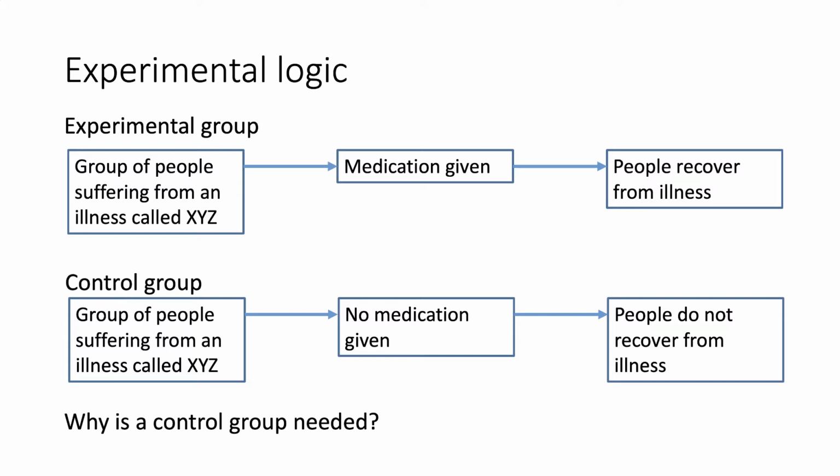If you just had the experimental group and gave them medication and then saw if they recovered from illness, you couldn't really prove that it was the medication. They may have recovered from the illness anyway, right? So the logic of having the control group is that you can also look at what happens when no medication is given as well.